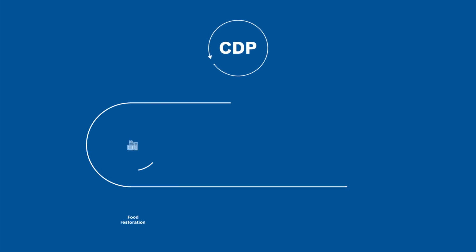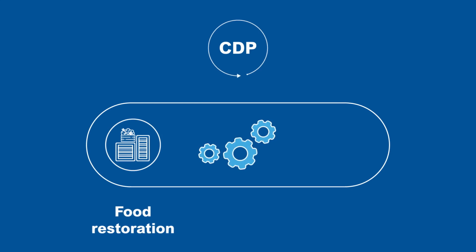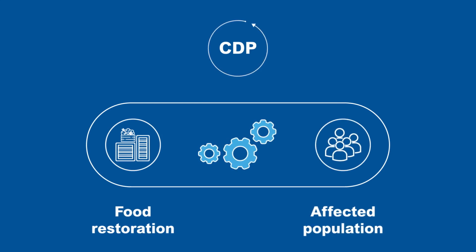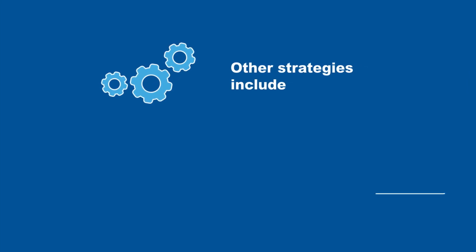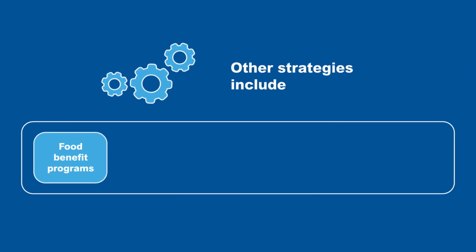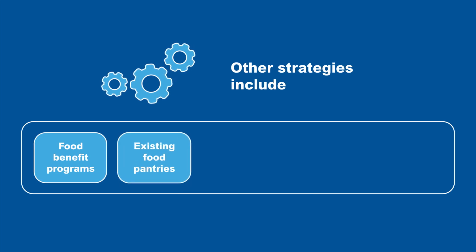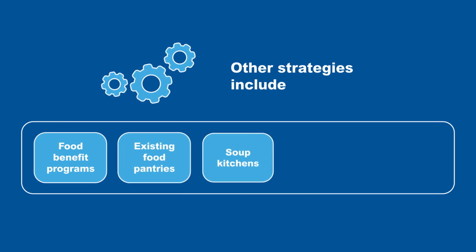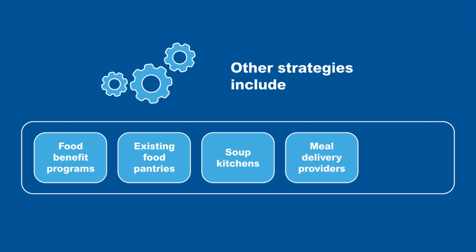Before a CDP is activated, all other general feeding and food restoration strategies must be incapable of meeting the needs of the affected population. These other strategies include the expansion of food benefit programs, supporting existing food pantries, soup kitchens, and meal delivery providers, and restoration of food sector capacity in the impacted areas.